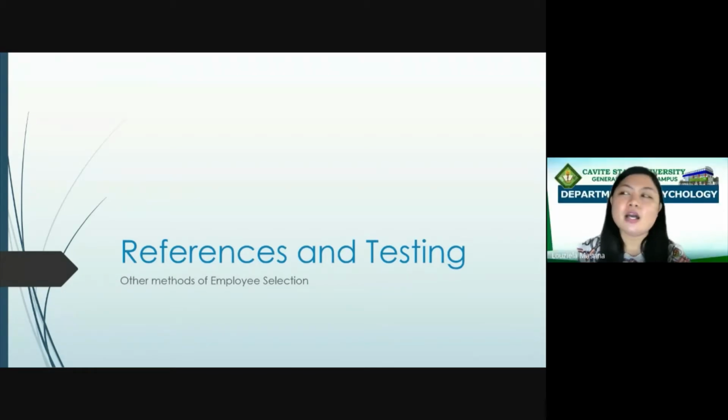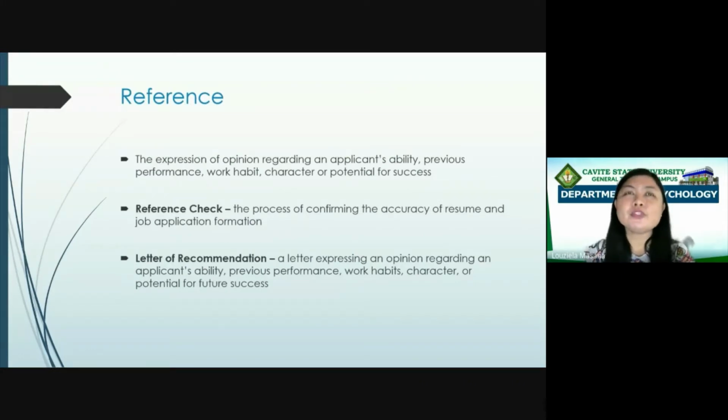Okay, thank you. So another method of employee selection is references and testing. Kung kanina, we dwelt on recruitment and selection as a process and interviewing, isa din sa dapat nating alam ay yung references and testing sa employee selection. When we talk about reference, it has something to do with the opinion of others as to the ability or the characteristics of a possible employee, the applicant, a possible employee of a company.